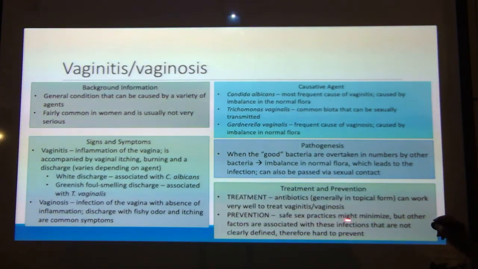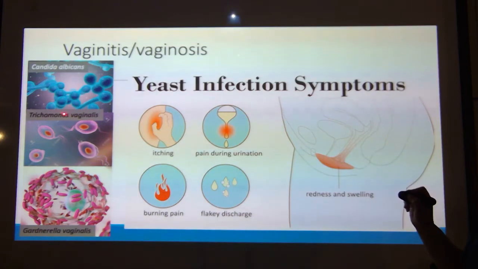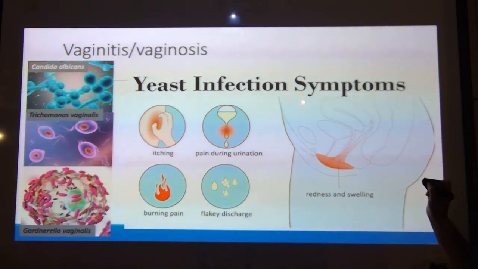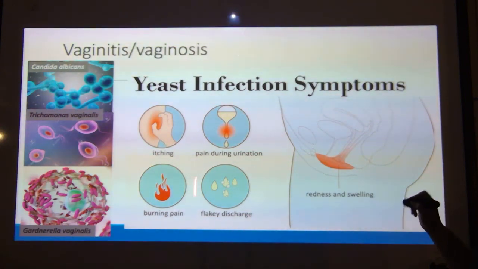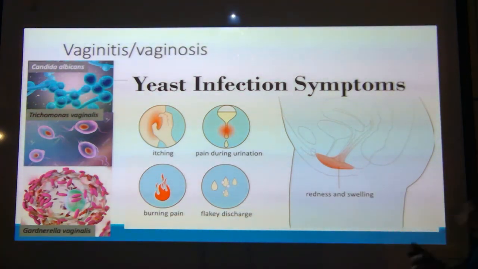Prevention. Safe sex practices might minimize this, but other factors are also still associated with it, and they're not necessarily clearly defined, which means that they're kind of harder to prevent. So that's Candida albicans, that's Trichomonas vaginalis, this is Gardnerella vaginalis. So yeast infection symptoms include itching, pain during urination, burning pain, flaky discharge, and usually the labia will be red and swollen and painful.